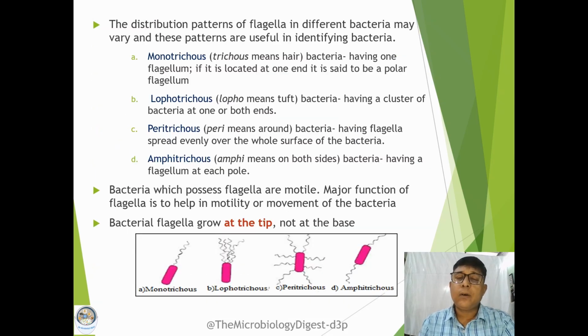Now, depending on the distribution of the flagellum in bacteria, so the pattern in which flagella are distributed, on that basis, we can have different types of arrangement in case of bacteria. First is the monotrichous. Monotrichous means bacteria having only one flagellum.